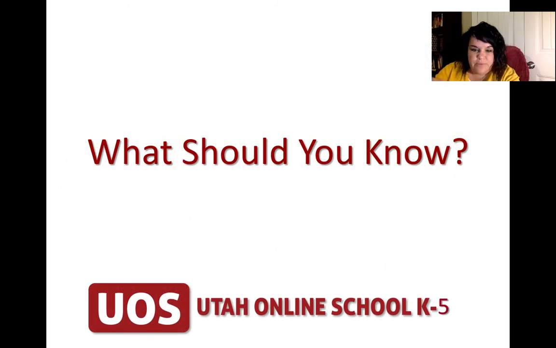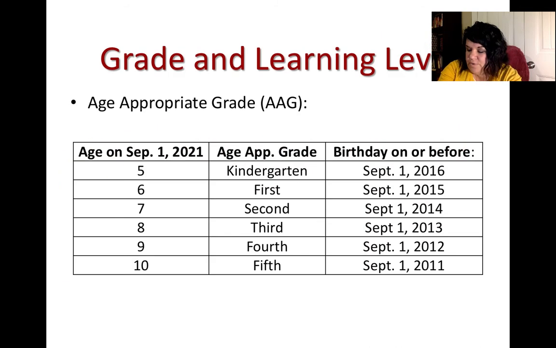So what should you know? As you enroll in Utah Online School, you need to be aware of your student's age-appropriate grade level. Here's a chart with the cutoff dates. You will notice that if your child turns 6 on or before September 1st of 2021, their age-appropriate grade is first grade. And it shows the chart there as well.